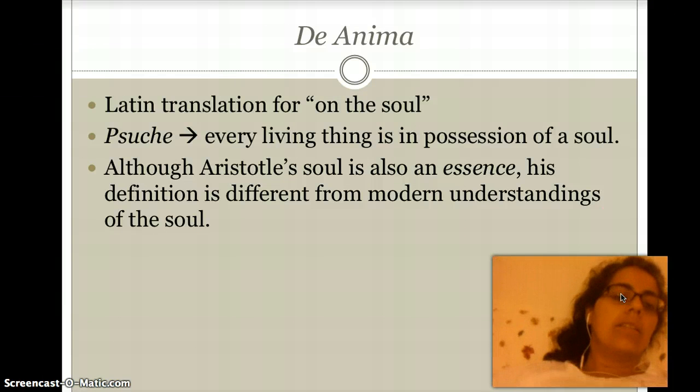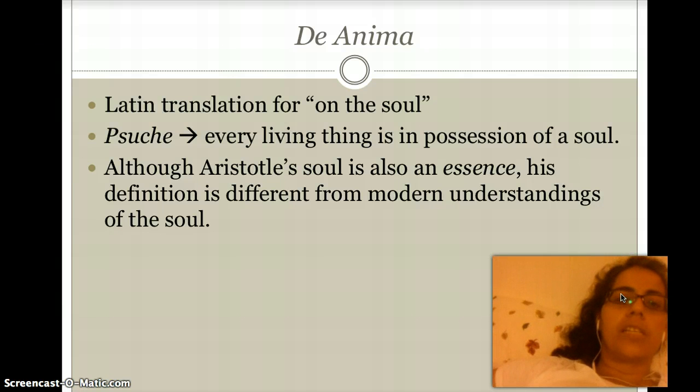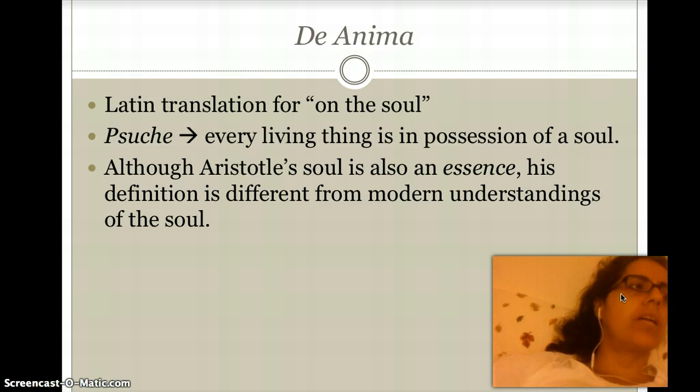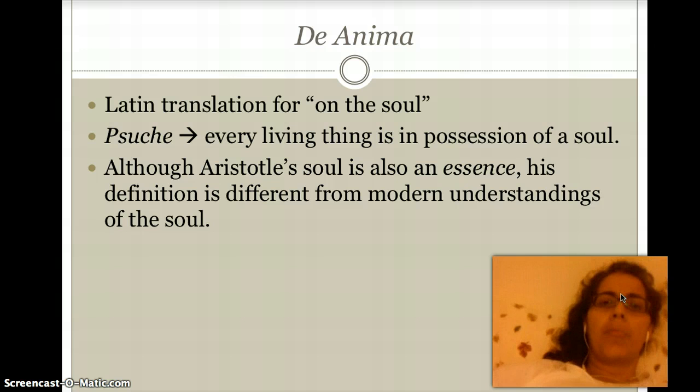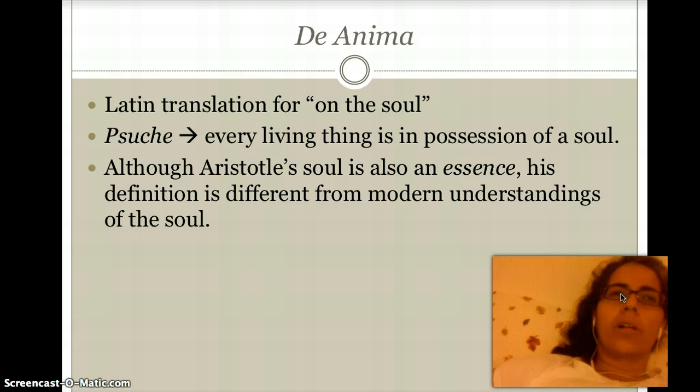The title De Anima for this book is the Latin translation for On the Soul. Aristotle keeps using the idea of the soul that we were studying with Socrates before, but for Aristotle, unlike for Socrates and Plato, every living thing has a soul. Therefore, the definition of soul for Aristotle is going to be a little bit different from that presented to us by Socrates and Plato.